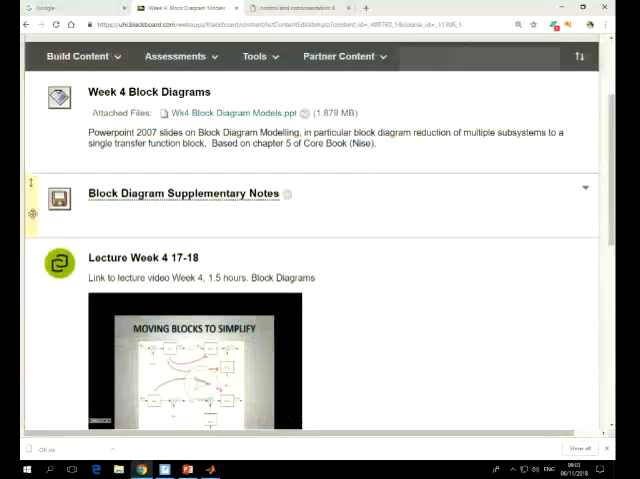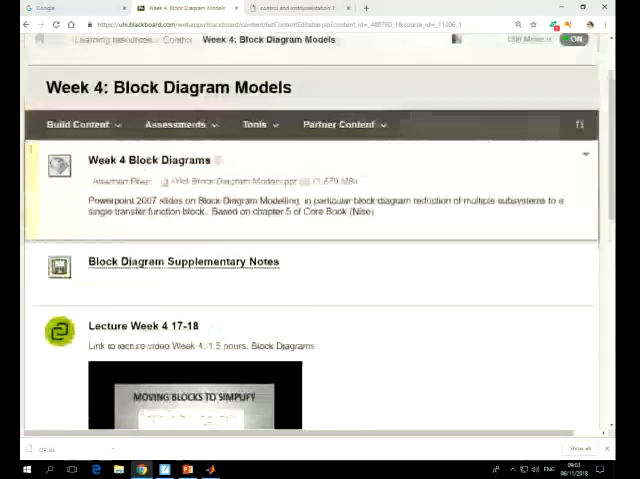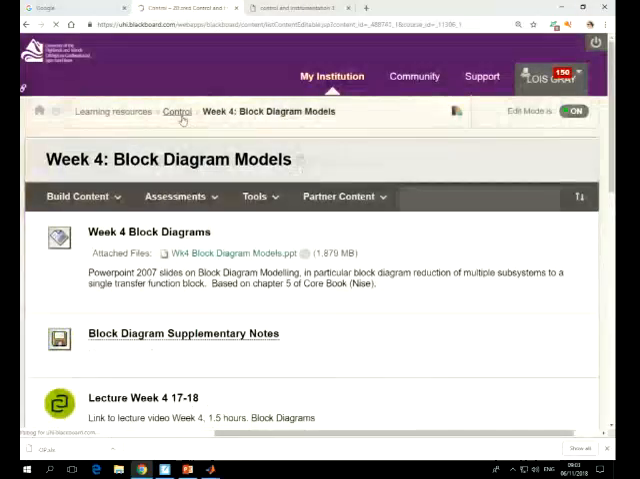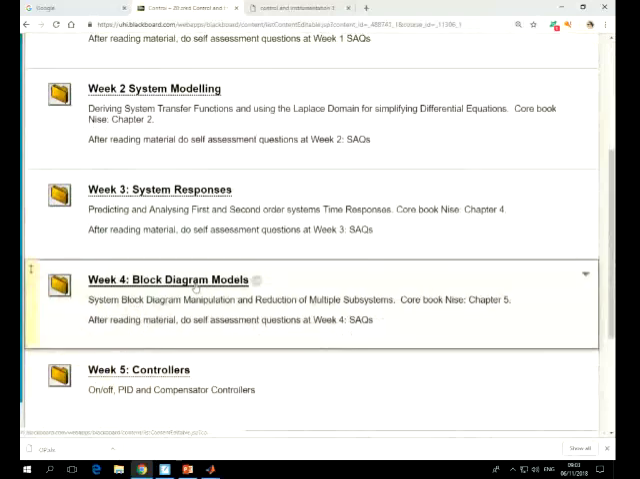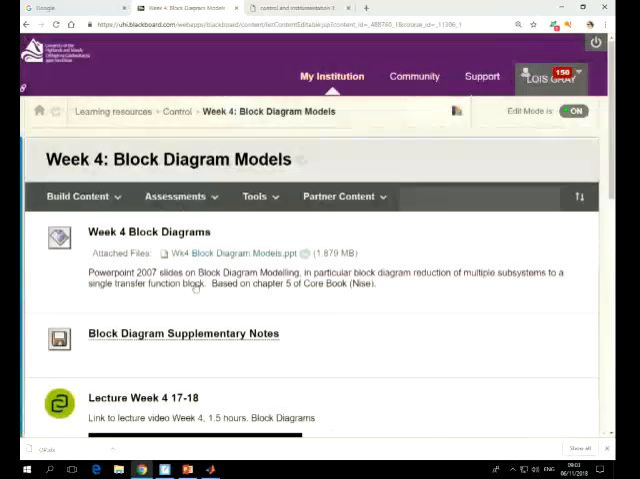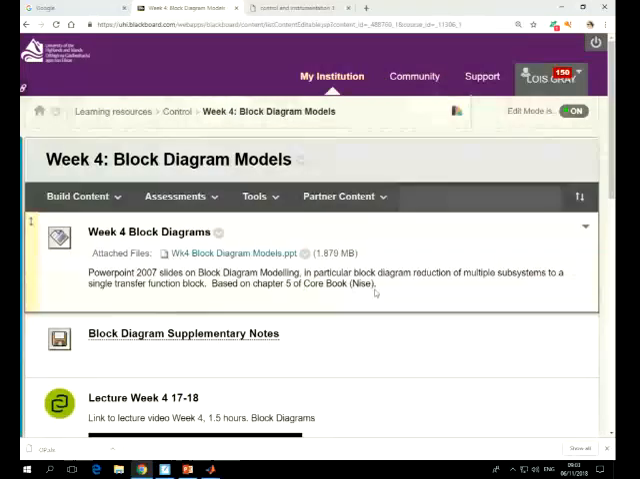So like I was saying, just to make it really clear, the week 4 stuff, so control, week 4, block diagram models. And it's from chapter 5 of the core book.